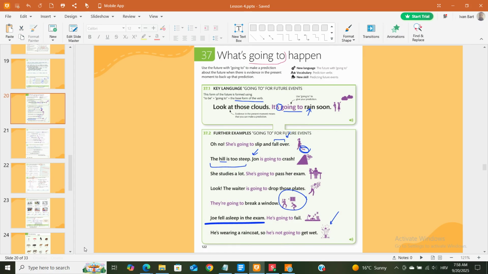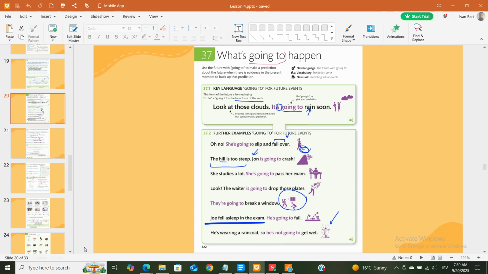37.2 Further examples: going to for future events. Oh no. She's going to slip and fall over. The hill is too steep. John is going to crash. She studies a lot. She's going to pass her exam.